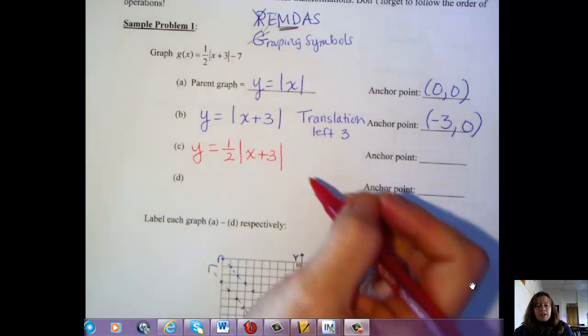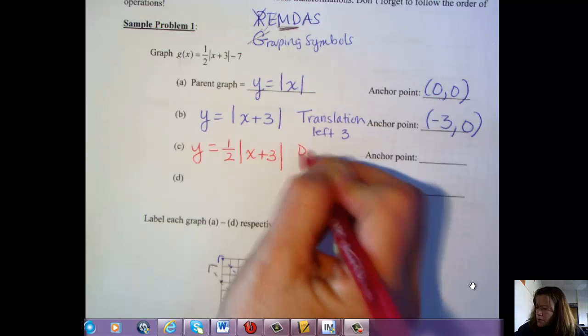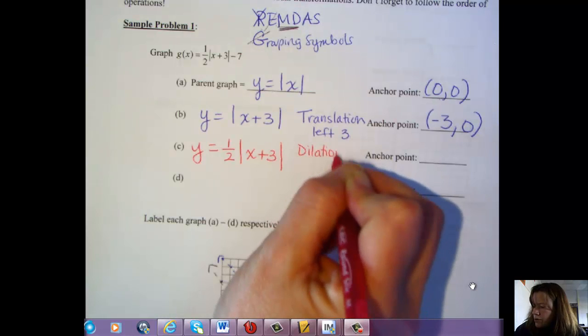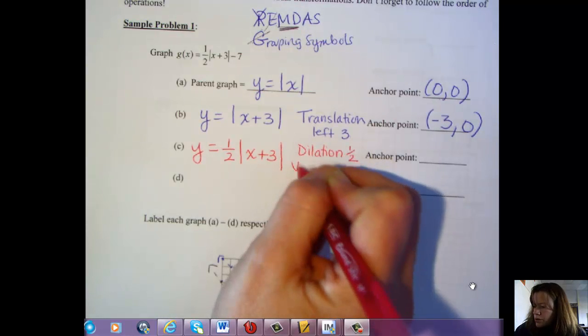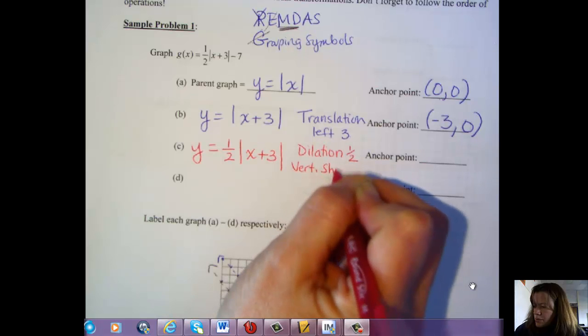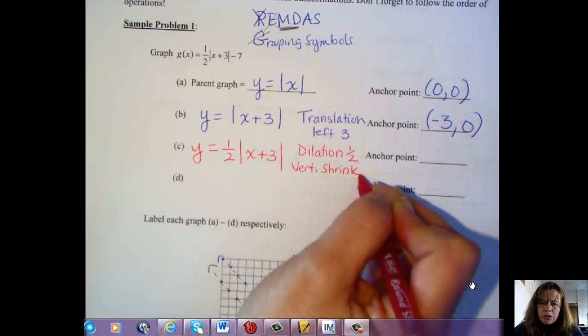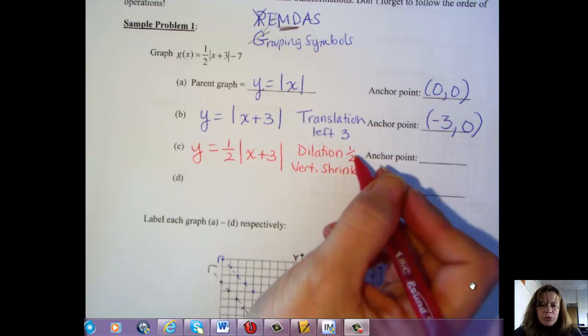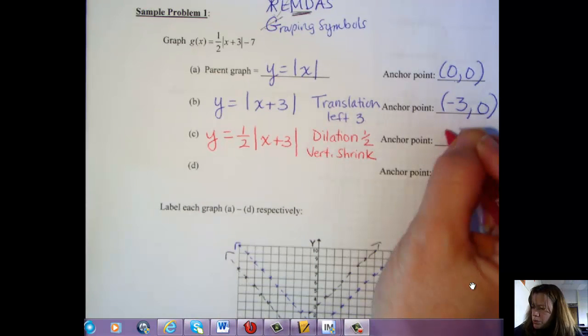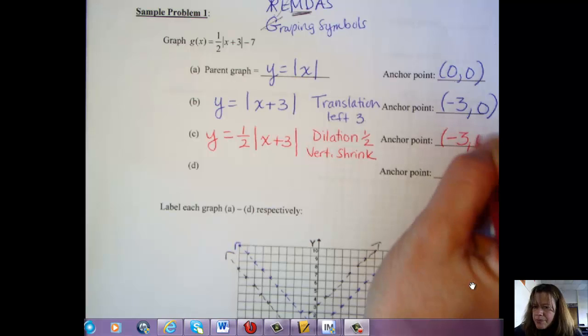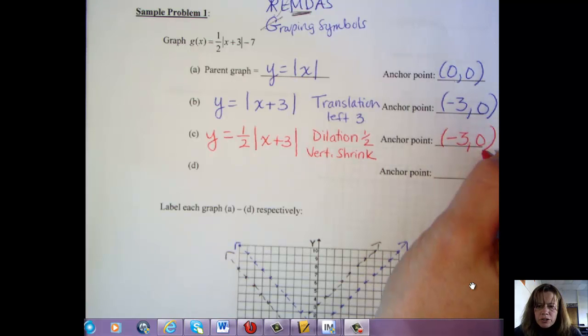Now, that's a dilation of 1/2, which is our vertical shrink back toward the x-axis. When we dilate, the anchor point does not move. So my anchor point stays negative 3, 0. Multiplication does not move our vertical distance.